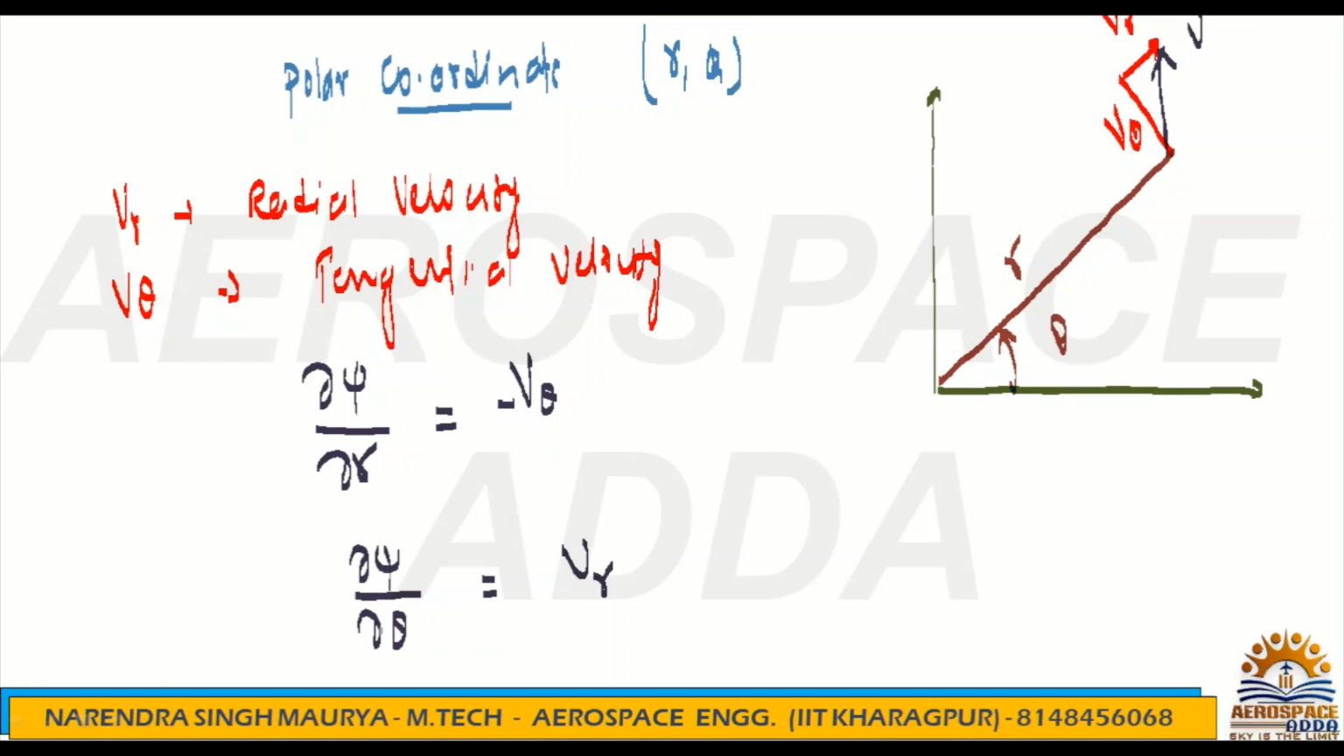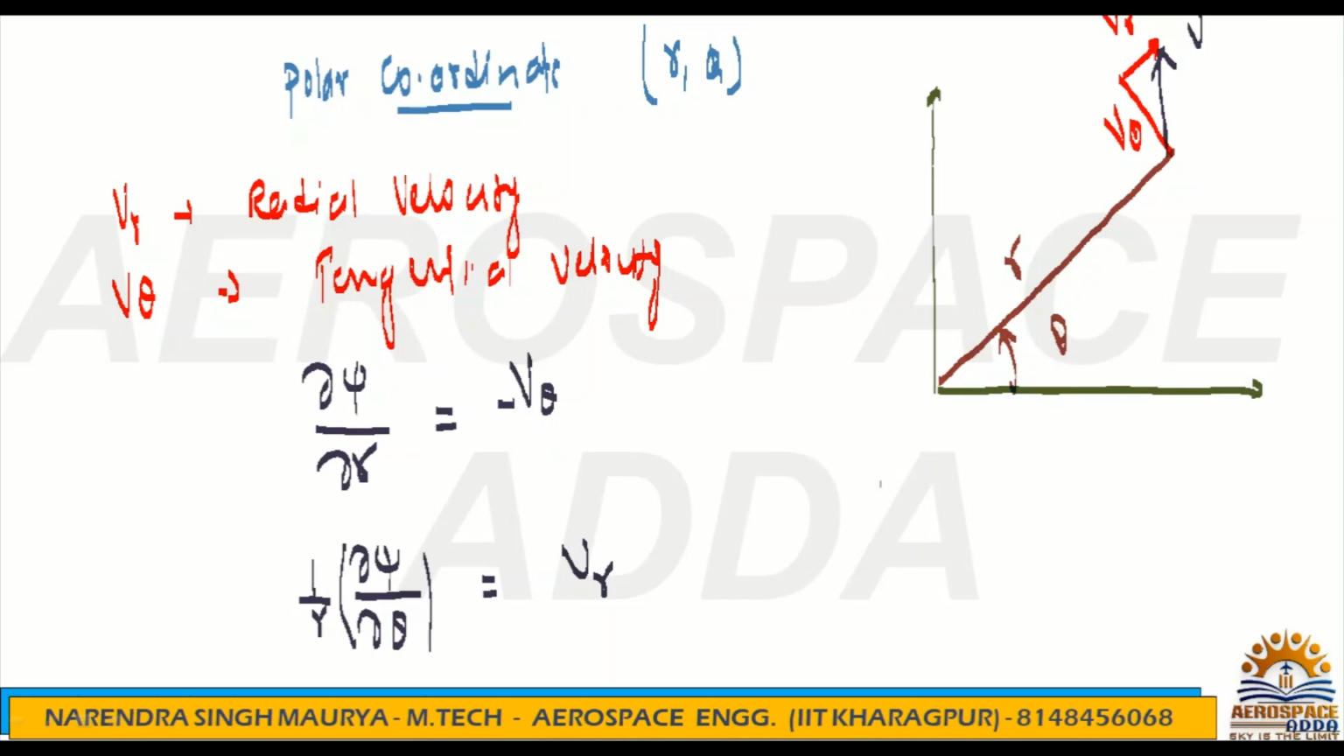Always remember the unit of stream function is meter square per second. I'll explain this later also. To make a unit balance, you have to multiply by 1 by r, the radial distance. So this is now the complete formula: 1 by r dou psi by dou theta is equal to vr. Now you can check the unit.